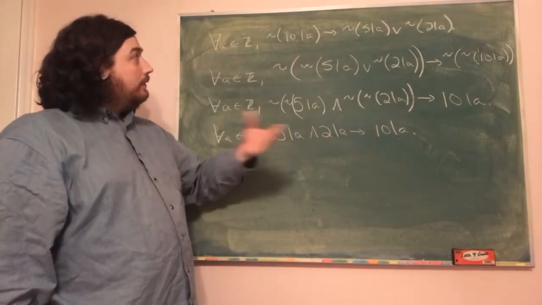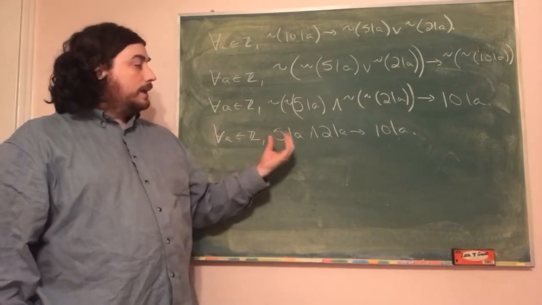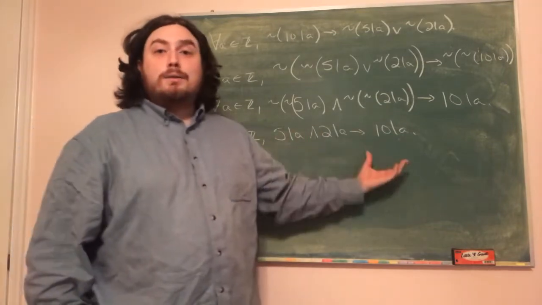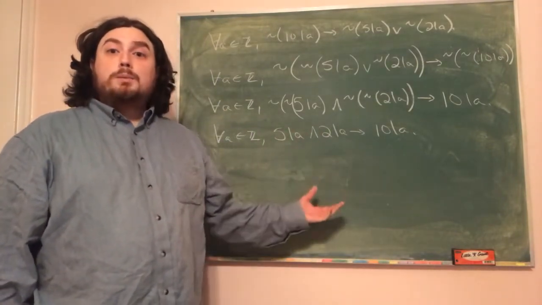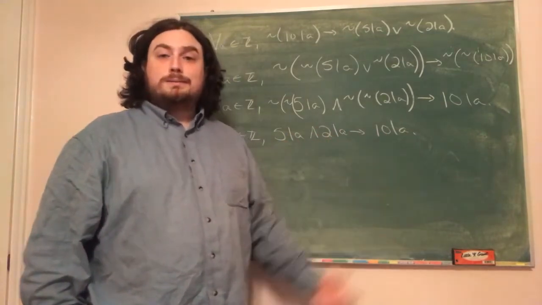And so I've rewritten it so that it now looks like, okay, for all a in Z, if 5 divides a and 2 divides a, then 10 divides a. And so this is now the proof that we're going to try to do, and we'll use a direct proof on this one. That is, we'll assume this, and we'll show this.